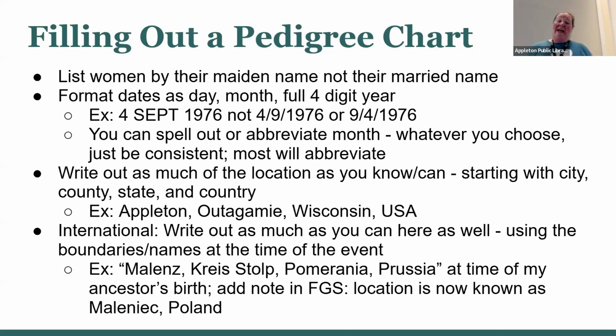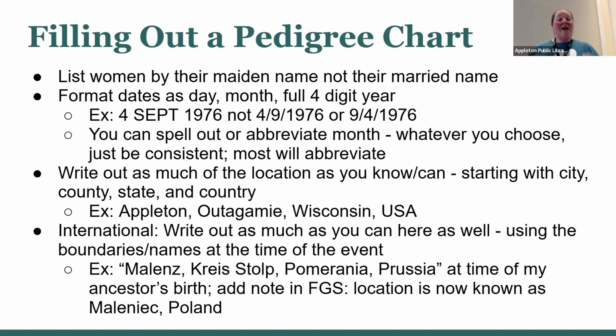I also recommend writing out as much of the location as you know or as you can. So you want to start with the city, then go to the county, the state, the country. So Appleton, we're in Outagamie County, we're in Wisconsin, in the United States of America.